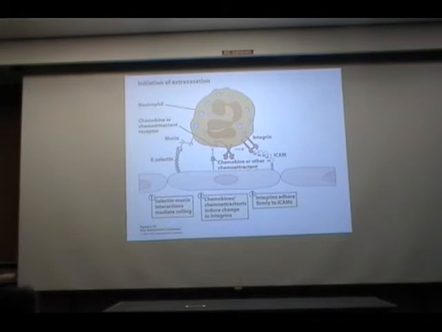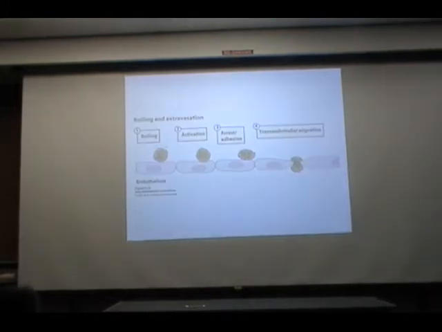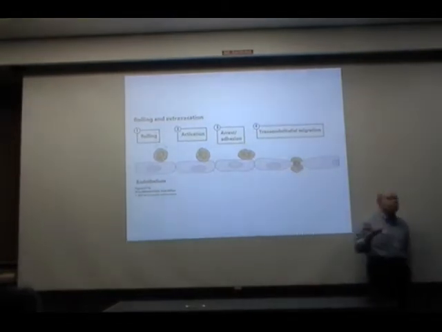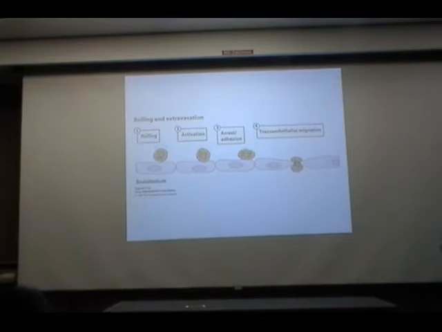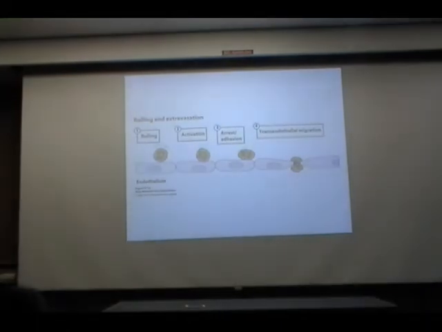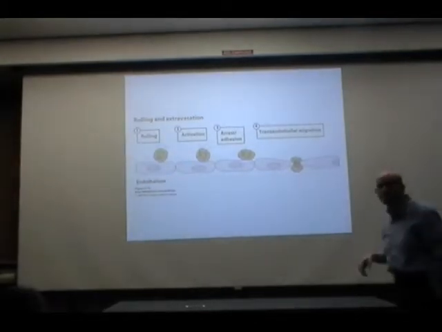After strong adhesion occurs, then the neutrophil can crawl between the endothelial cells through a process called diapedesis or extravasation, and clearly the neutrophil has got to change its shape in order to do that. All right, see you guys in 7 minutes. How's that?